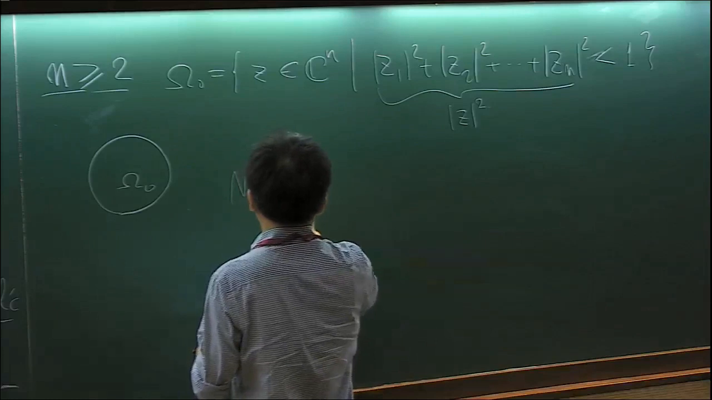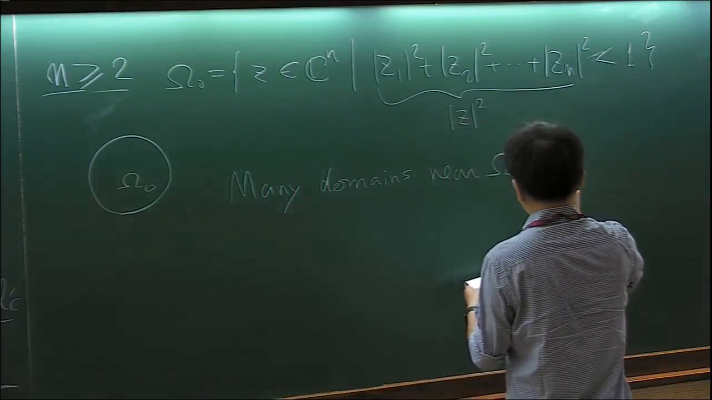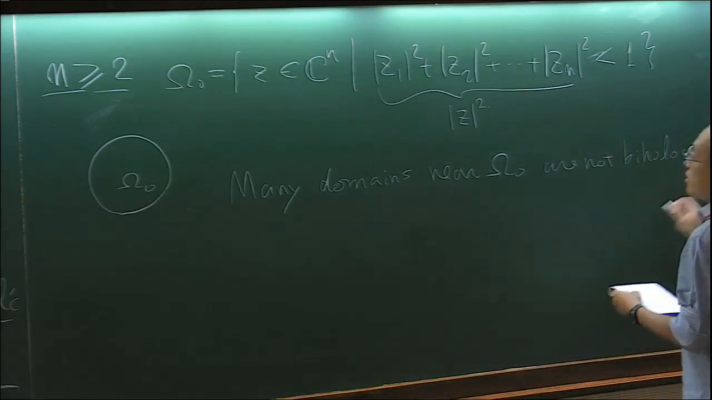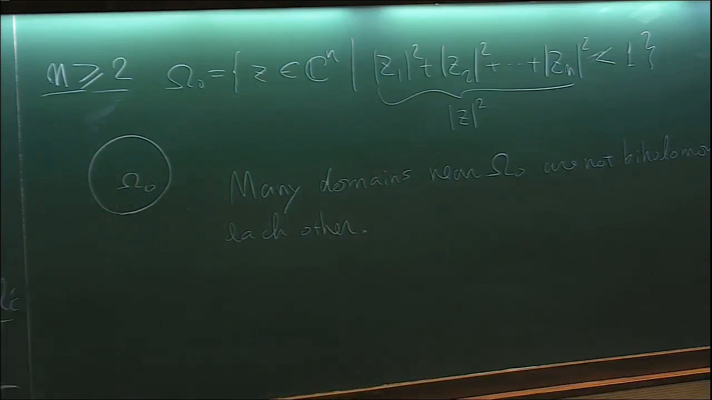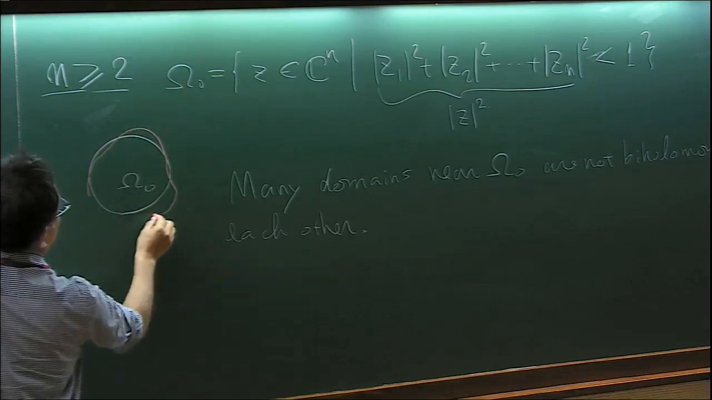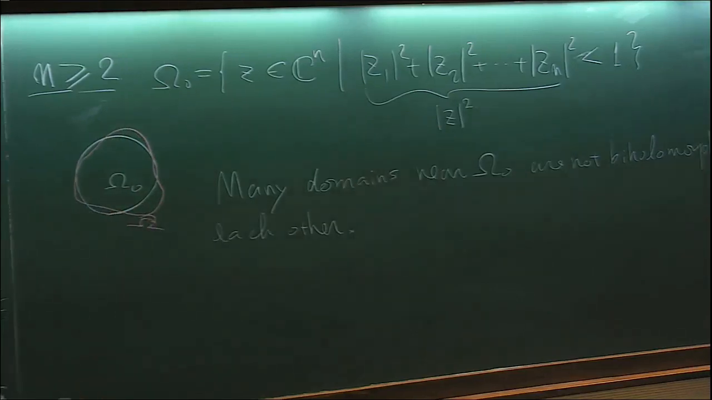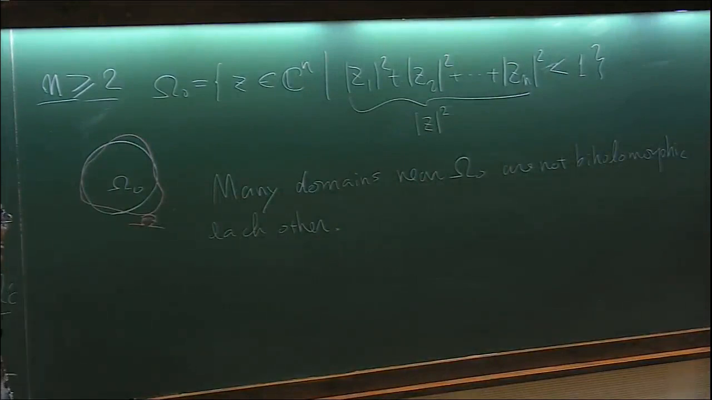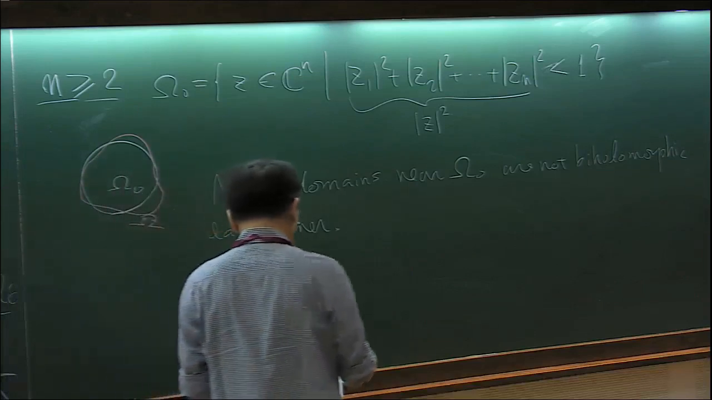The fact is that many domains near omega 0 are not biholomorphic to each other. Near means just a little bit of a bump. Consider a domain like this. There are many ways to make such a deformation. Then almost always they are not biholomorphic. So there is an infinite dimensional family of such inequivalences. So we say the moduli of biholomorphic domains is infinite dimensional. We want to understand the geometric structure of this moduli. That's a final goal.